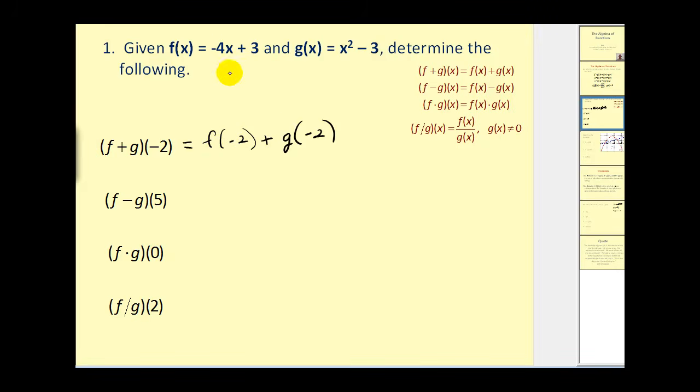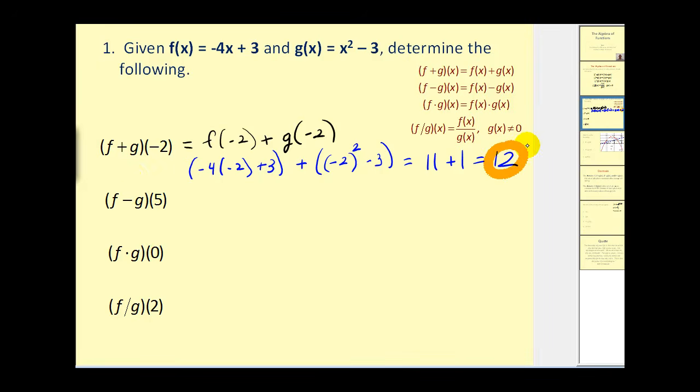To find f(−2), we have to replace x with −2 in function f. That would look like this, plus g(−2), which would look like this. Simplifying each of these, here we'd have 8 plus 3, or 11. And here we'd have −2 squared, which is 4, minus 3, which is equal to 1. So (f + g)(−2) is equal to 12.